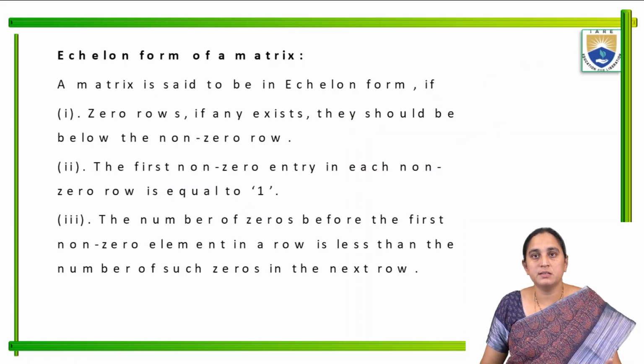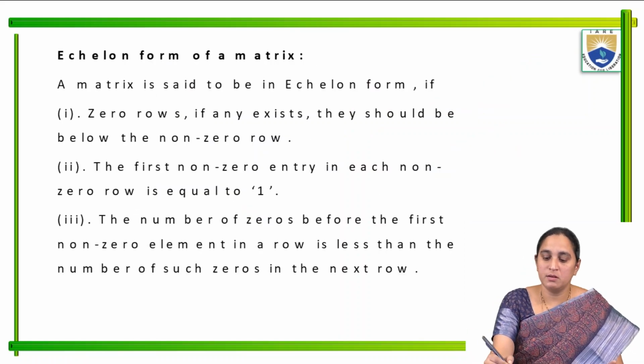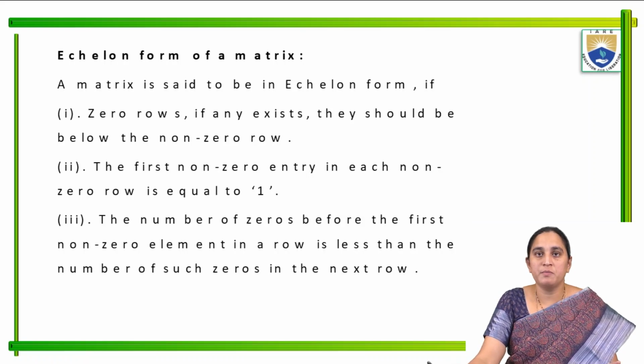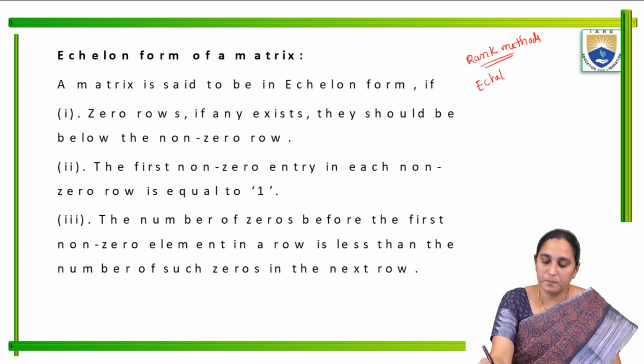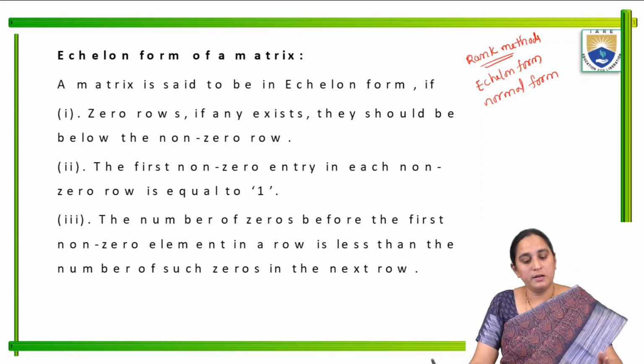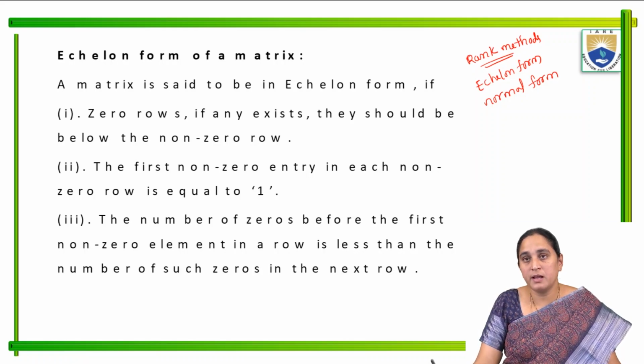Next, I'll discuss, after completing the rank of a matrix, the methods for finding the rank of a matrix. Here 3 methods are there. First, the methods for finding rank: echelon form and another one normal form. Already we discussed the basic concepts of rank, and after that the rank methods are here.